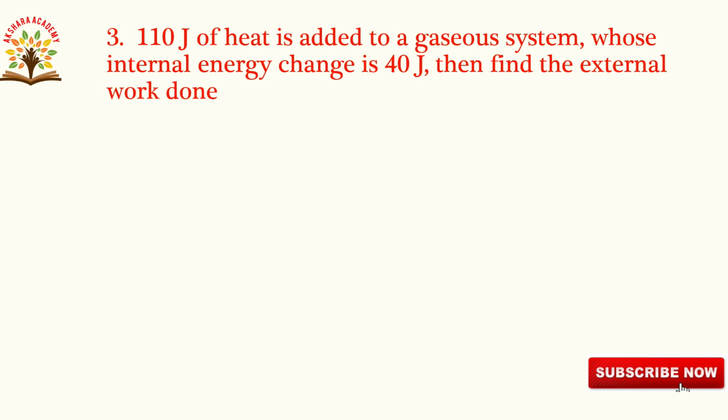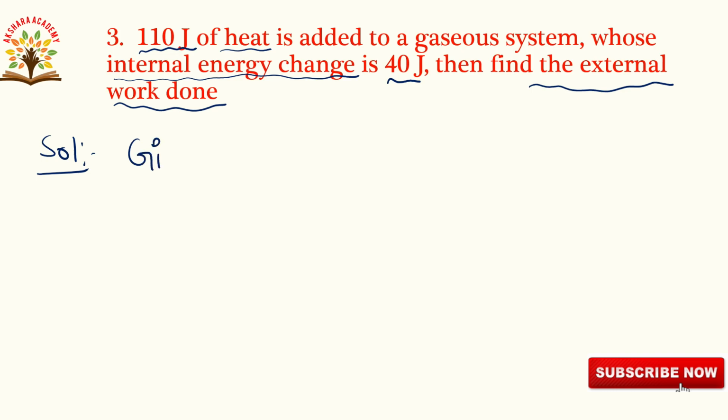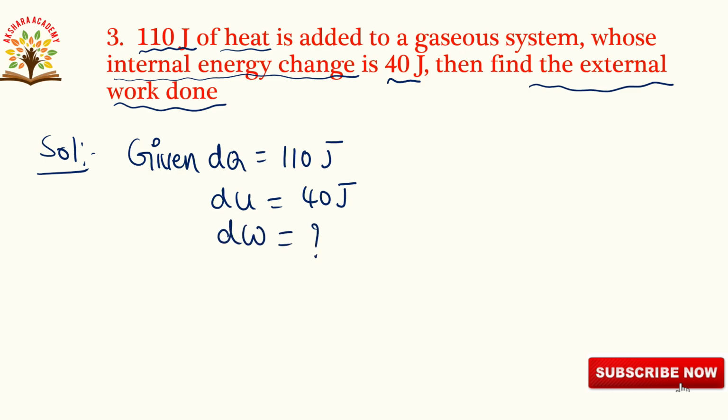In this question, they have given 110 joules of heat and change in internal energy is 40 joules, and you have to calculate the external work done. Let us come to the solution. Here in this question they have given dq is equal to 110 joules and du is equal to 40 joules, and you have to calculate dw, the external work done.